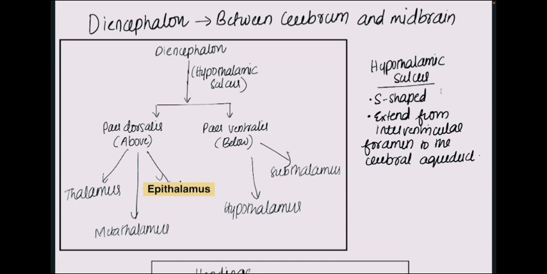One part lies above the hypothalamic sulcus and is known as the pars dorsalis. The part below the hypothalamic sulcus is known as the pars ventralis. The pars dorsalis is again divided into three parts. They are the thalamus, the metathalamus, and the epithalamus. The pars ventralis is divided into two parts. They are the hypothalamus and the subthalamus.